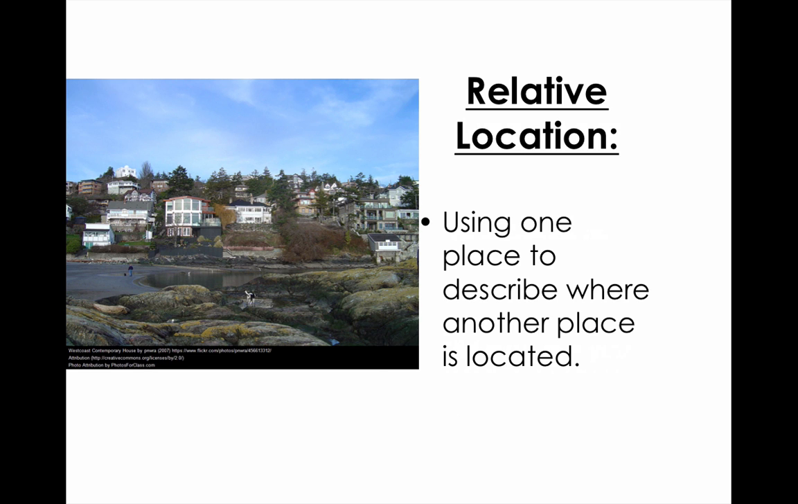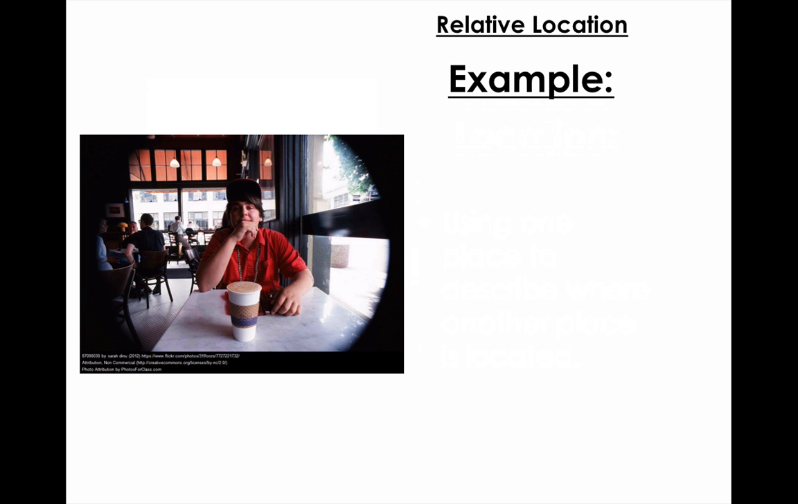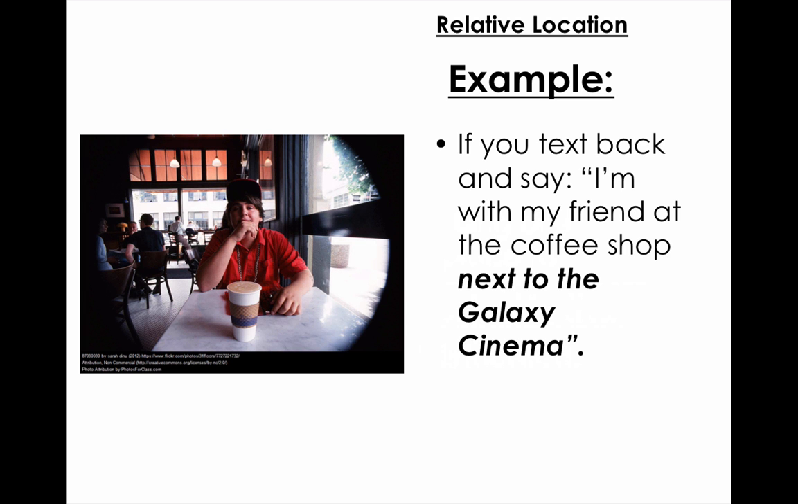Relative location is using one place to describe where another place is located. For example, if you text back and say, "I'm with my friend at the coffee shop next to the Galaxy Cinema," you're using relative location.